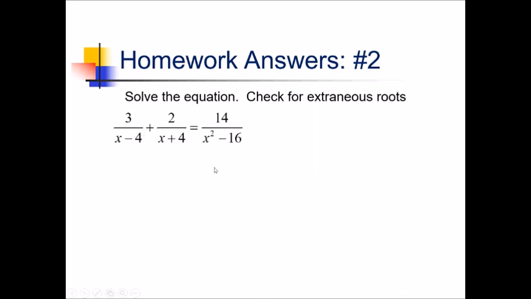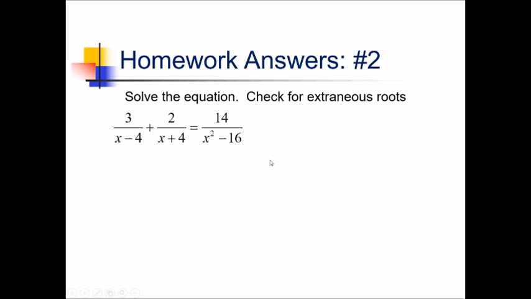For this rational equation, I'm trying to solve this thing and check for any extraneous roots that there might be. So the first key to this one is getting the x's out of the denominator, and I can do that by multiplying the entire equation by the least common denominator, by the LCD, to cancel out those denominators.